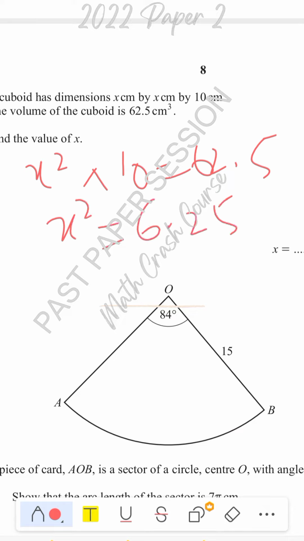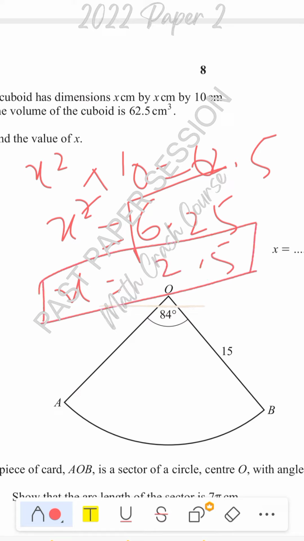To cancel the square, take the root on both sides. The required value of x, the root of 6.25, is 2.5. The value of x in the volume of the cuboid is basically 2.5.